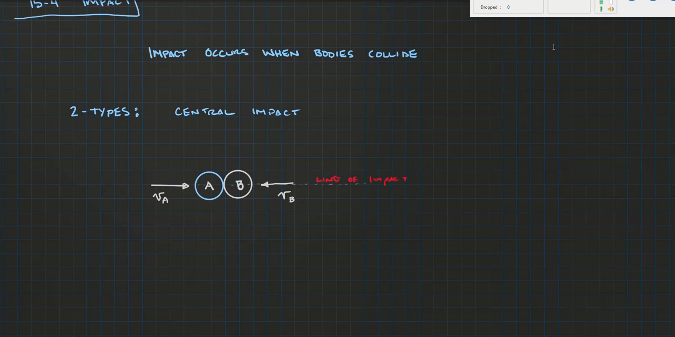This line of impact goes through the center of mass of these bodies, and we can define another line perpendicular here, which is the line or plane of impact. So that is central impact.